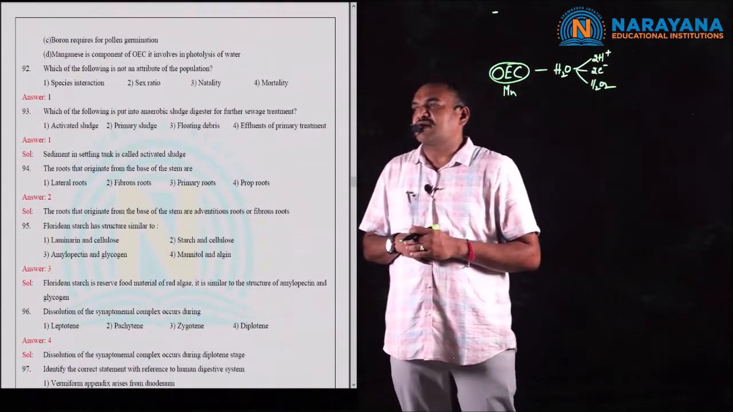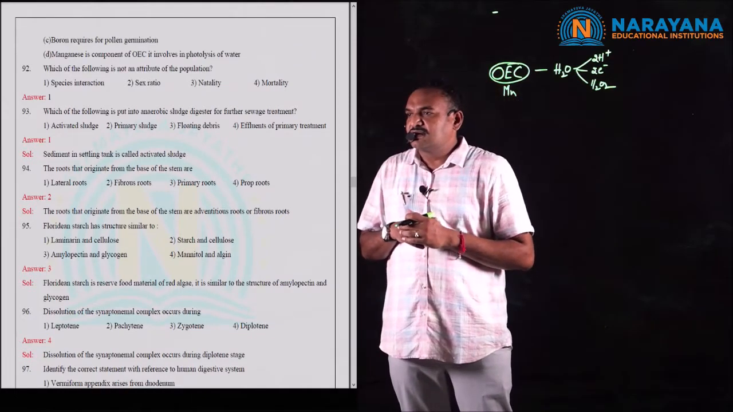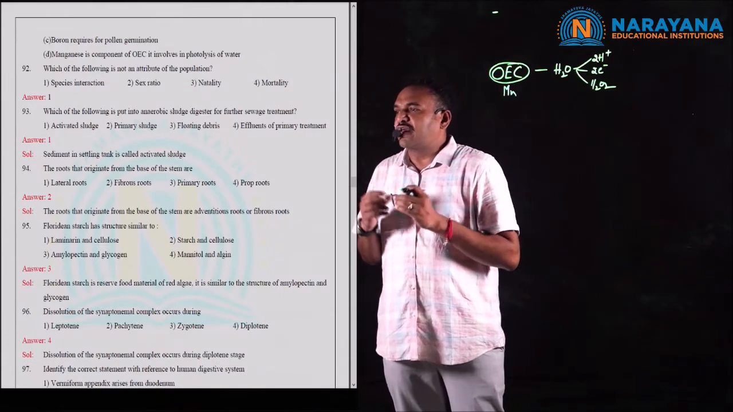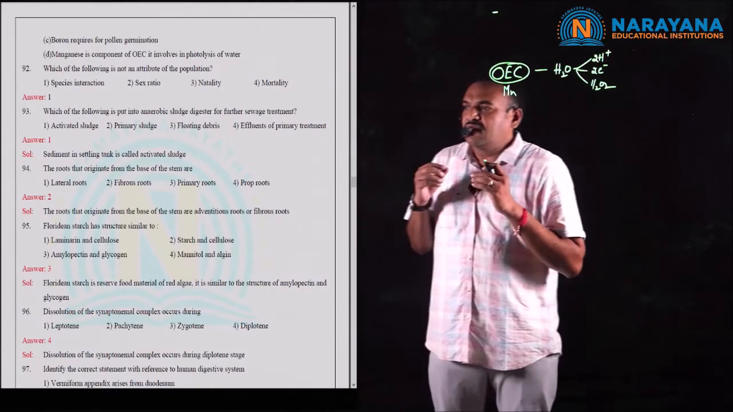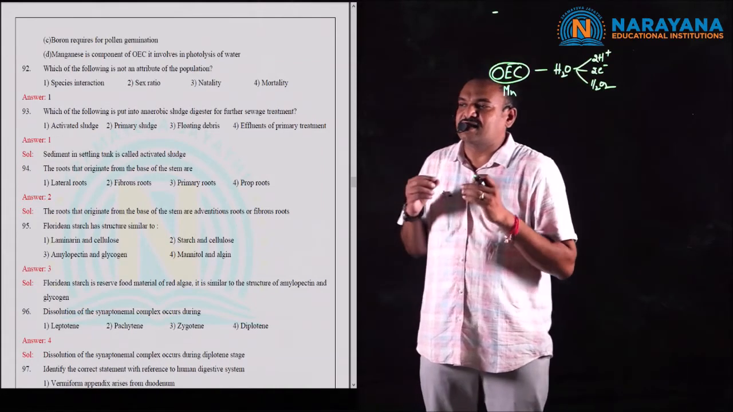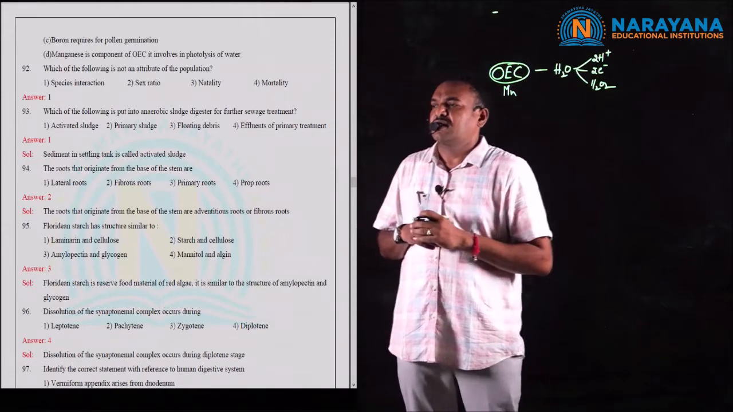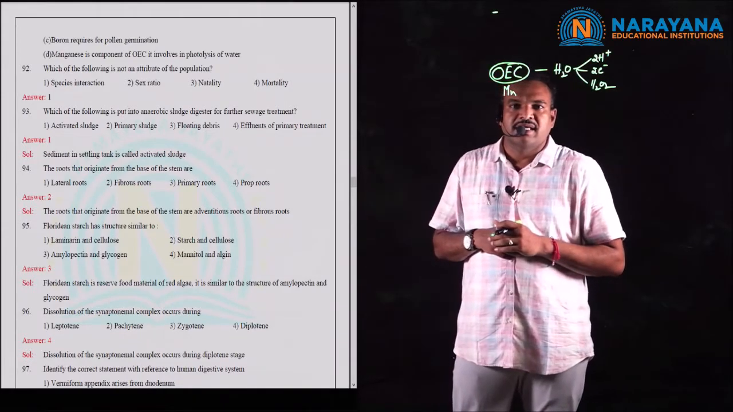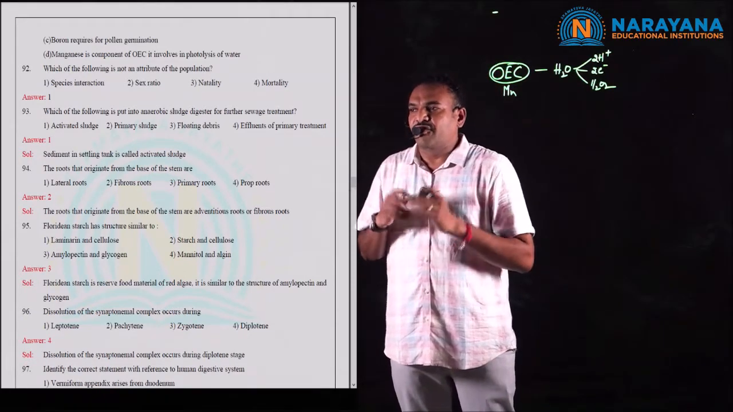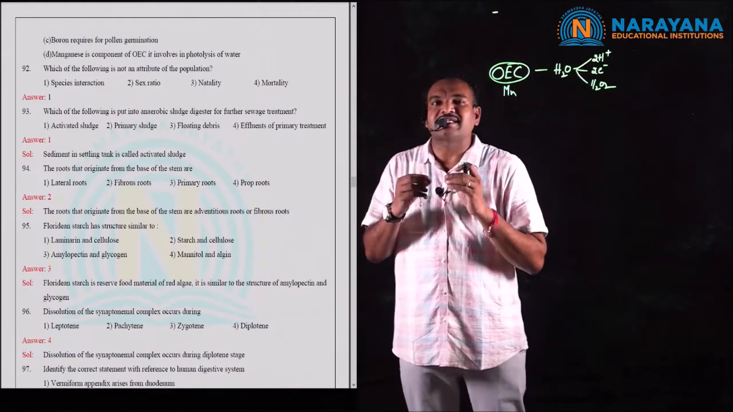And question number 93. Which of the following is input into the anaerobic sludge digester for further sewage treatment? Option 1, activated sludge. Option 2, primary sludge. Option 3, floating debris. Option 4, effluents of primary treatment.